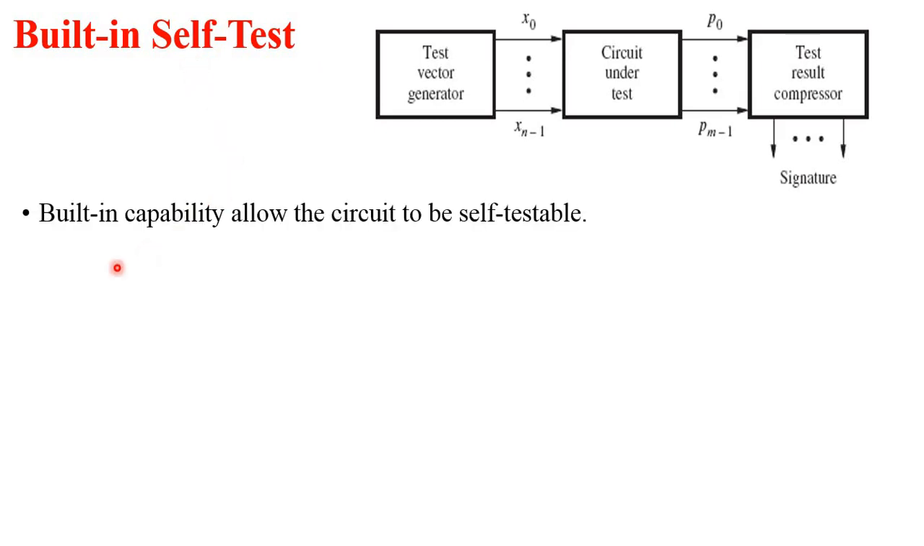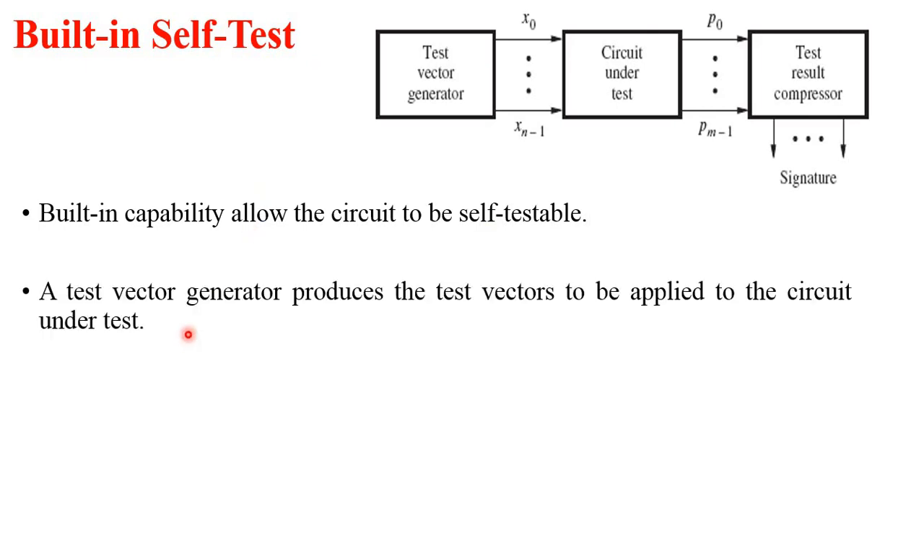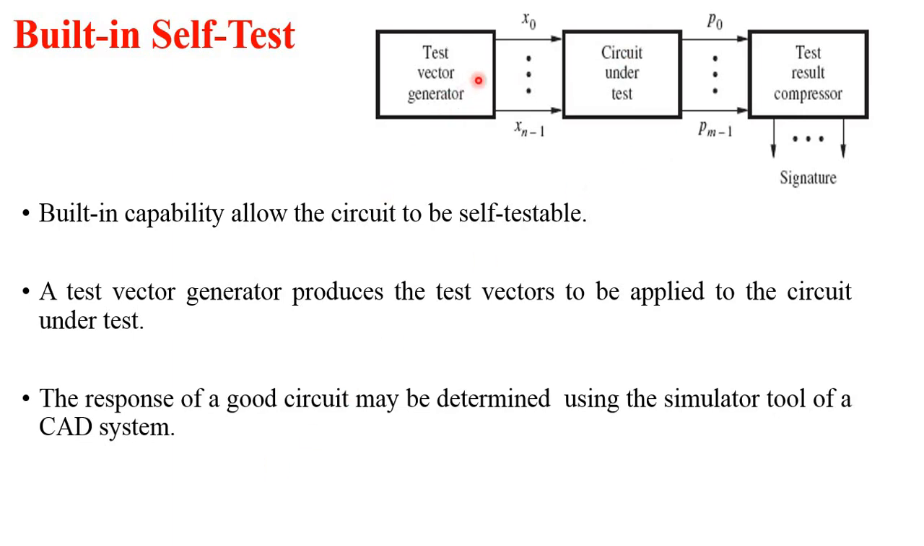See some points. Built-in self-test allows the circuit itself, that means it tests the circuit itself, and that is called a built-in self-test. A vector generator produces the test vector. So the test vector generator produces the test vector, and it is applied to the circuit under test. So here one circuitry is present. That means for a good response, the circuitry we can determine by using a simulator tool, that is called a CAD tool.